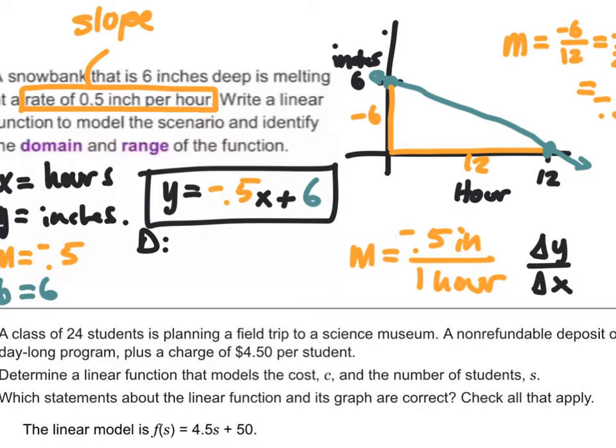goes between 0 is less than or equal to x is less than or equal to 12. And then our range values go from 0 to 6. So 0 is less than or equal to y is less than or equal to 6. And that's how we do that.